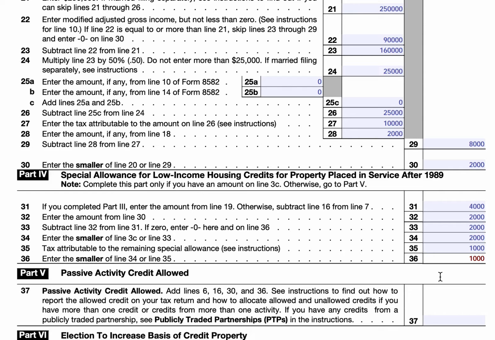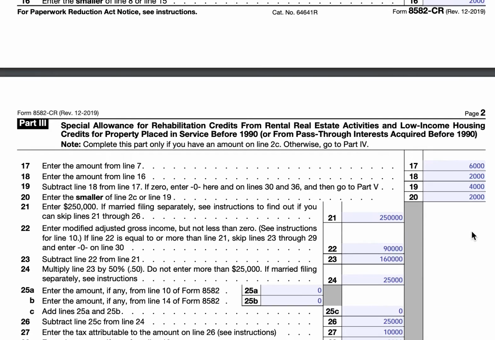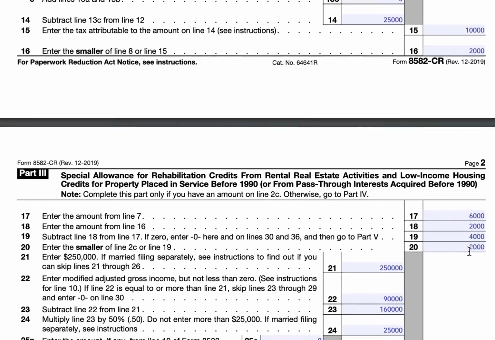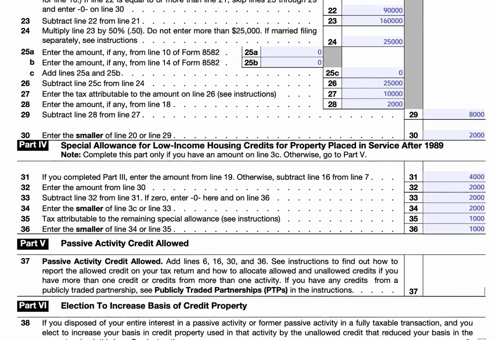Also, there's additional instruction for publicly traded partnerships. We're not going to cover that in this video. However, the form instructions contain probably another 1,000 words on what to do if you're in a publicly traded partnership. So for this example, we're simply going to add the requisite lines. We have 1,000 plus 2,000 plus another 2,000 plus, sorry, 2,000, the line 6. So 2,000 plus 2,000 plus 2,000. So this is $7,000. This would be the allowed passive activity credit for the tax year.